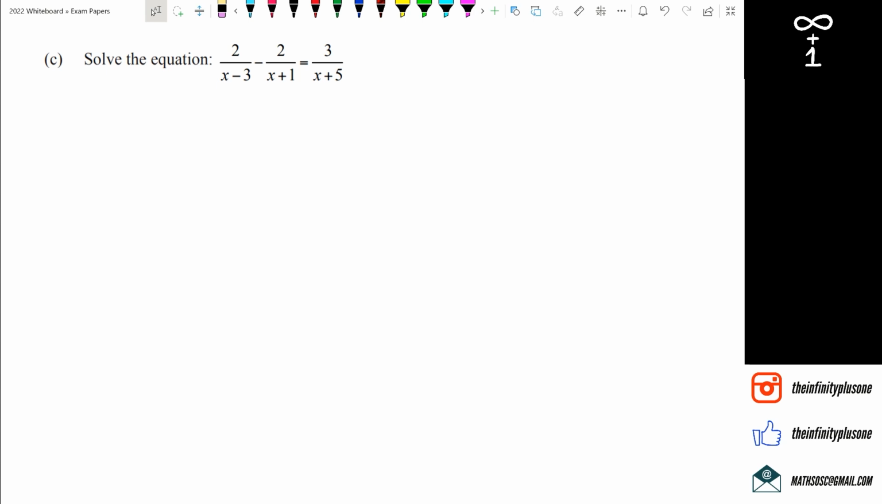Oh man, that is one long question. But you know what? We'll get it done. So unfortunately, with this one, we actually have to give it a bit of space. So I'm going to go (2x - 3)/(x - 3) minus (2x + 1)... sorry, I'm going to put down the fractions: 2x over x minus 3, minus 2 over x plus 1, equals 3x plus 5.